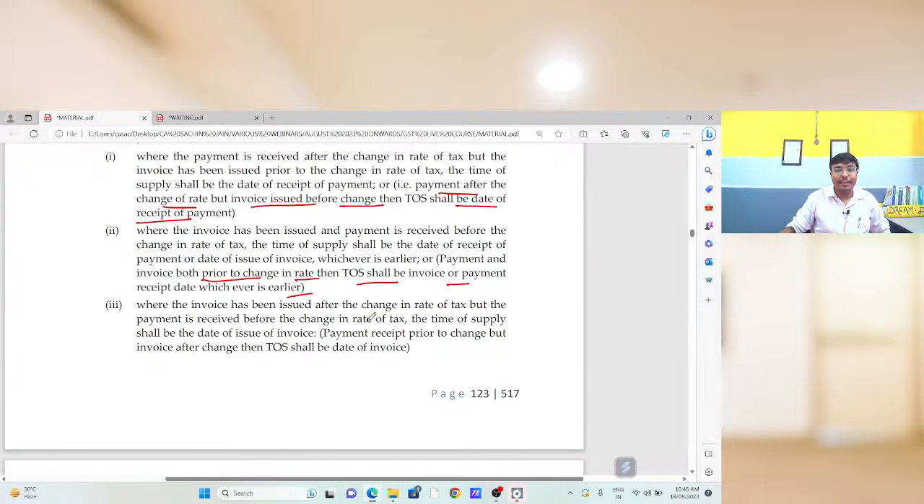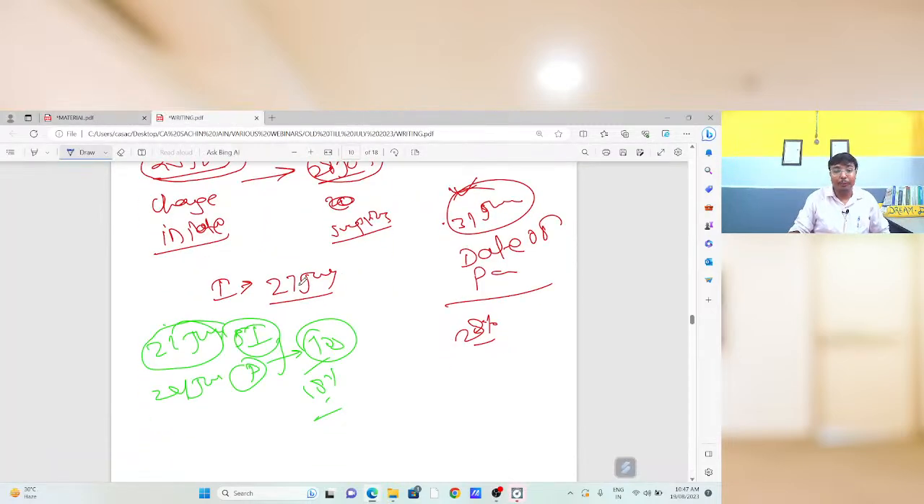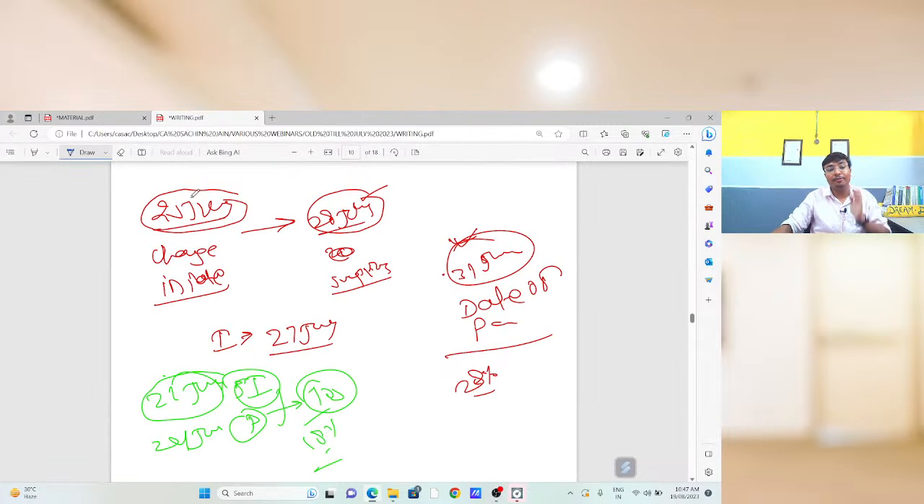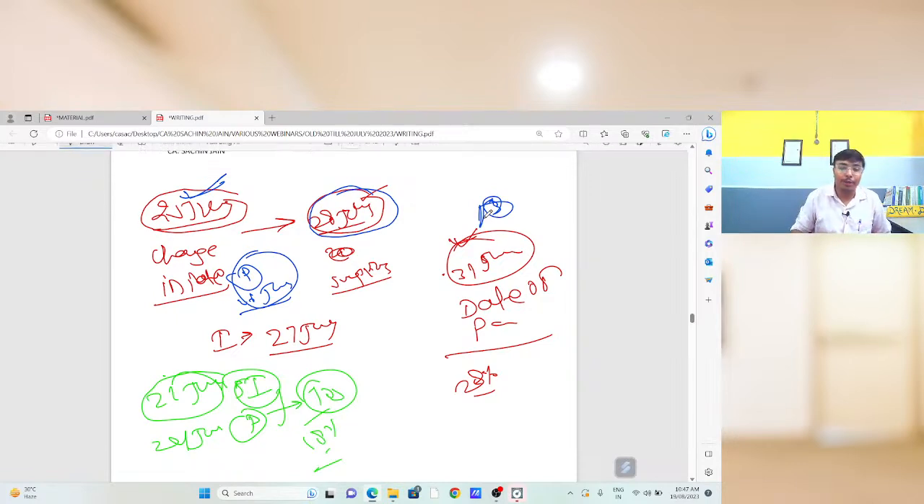Now, next scenario. Payment receipt prior to change, but invoice is after change. In that case, time of supply will be the date of issue of invoice. Suppose in that case, rate of change on 25th of July. Okay. And goods supplied on 28th of July. Payment date is 26th of July and date of invoice is 31st of July. In that case, date of invoice we are going to take.